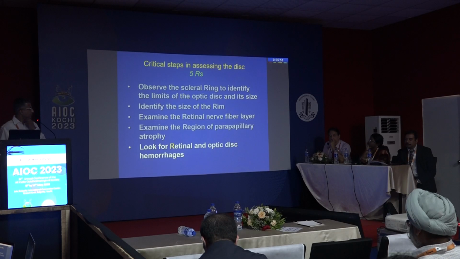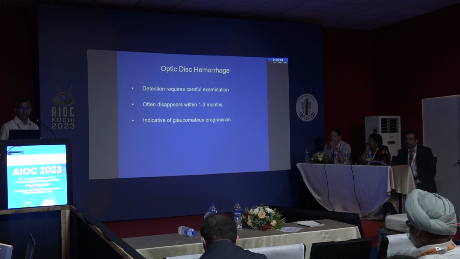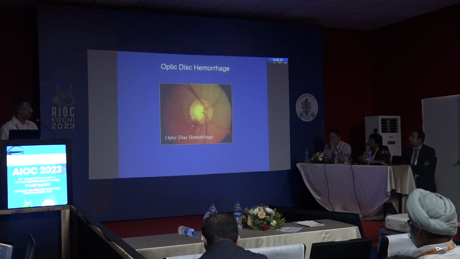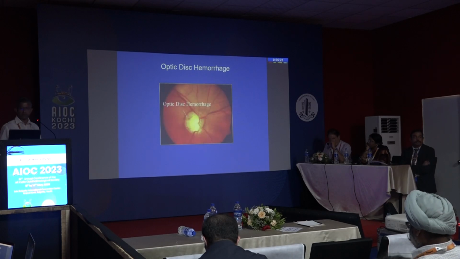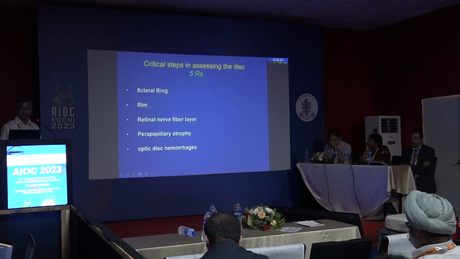The next thing that you look for is the retinal and optic disc hemorrhages. And here, what you need to realize is that they are not permanently there. They come and they go. They often disappear in 1 to 3 months. And this can indicate future glaucomatous progression, at least in Indian eyes. So this is an optic disc hemorrhage that you're typically seeing. It usually crosses the border like that. It's usually at the superior or inferior poles. At the nasal and temporal, it's unlikely to be glaucomatous. So here you have something which is just on the supratemporal pole. It's a resolving optic disc hemorrhage.